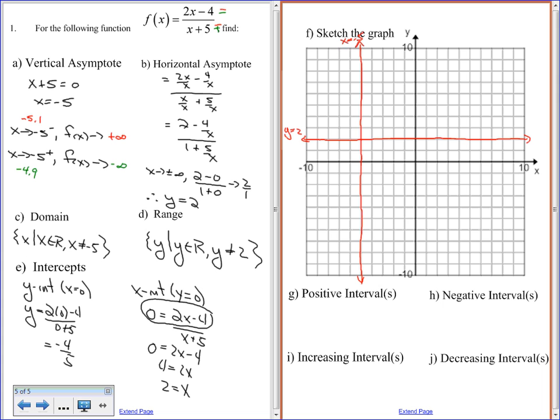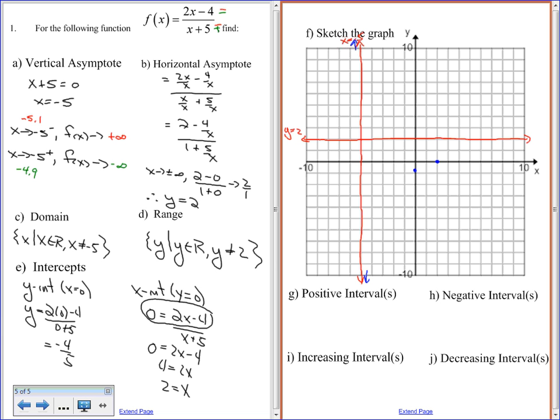I'm going to draw in the little piece of the function on either side of the asymptote. So on the left-hand side of -5, we know it's heading upwards. And on the right-hand side, it's heading downwards. And I also know that it has an x-intercept at 2. And it has a y-intercept at -4 over 5, which is approximately just below -1. That makes sense? So now I'm just going to use what I know about functions in order to graph it.